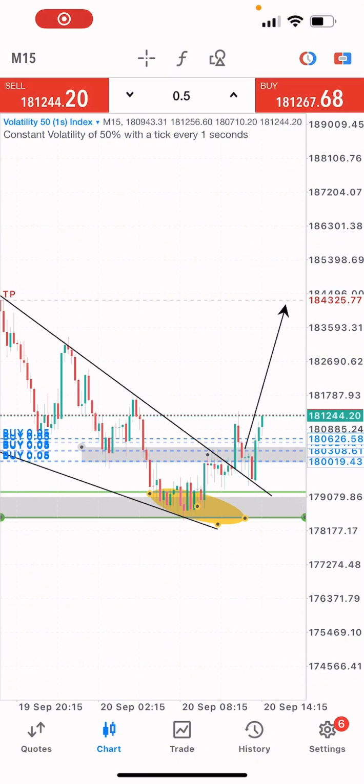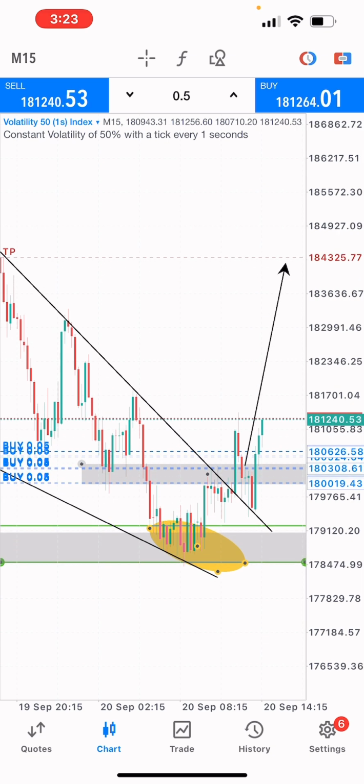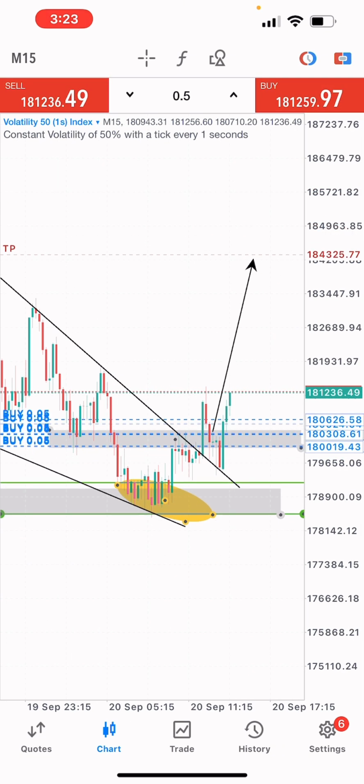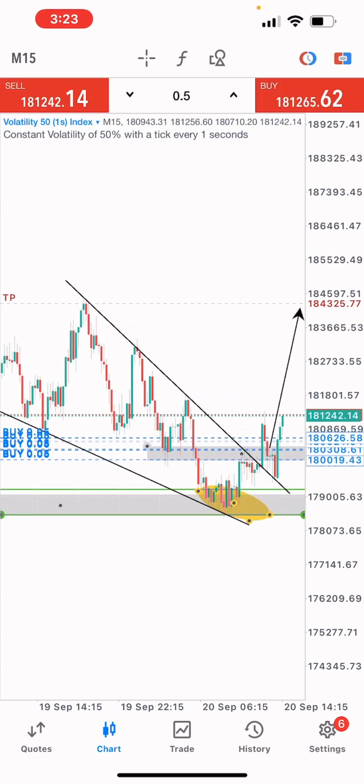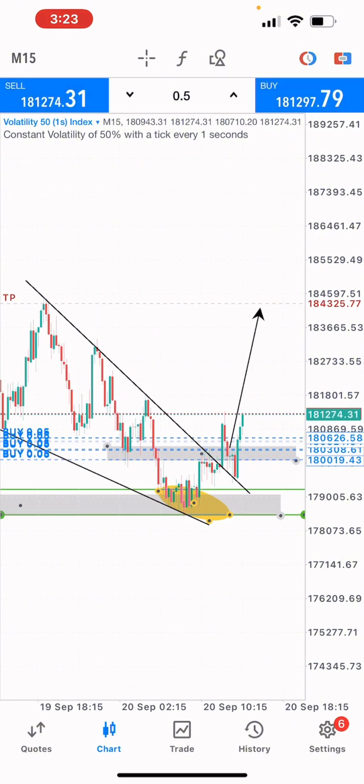Again, fam, you can actually see the update. The market is pushing to the upside, and now you can see that we have some beautiful profit, guys. You can see that.